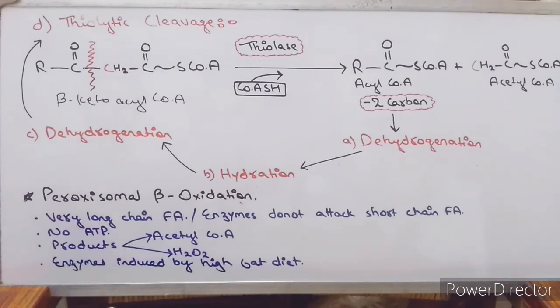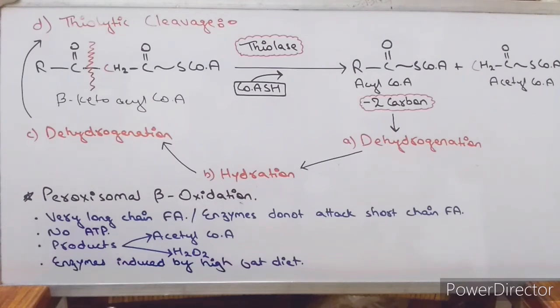Now there is a unique type of beta oxidation known as peroxisomal beta oxidation. The substrates for the peroxisomal beta oxidation are very long chain fatty acids, as its enzymes do not attack the short chain fatty acids. The unique feature of this peroxisomal beta oxidation is that its products are acetyl coenzyme A and hydrogen peroxide.